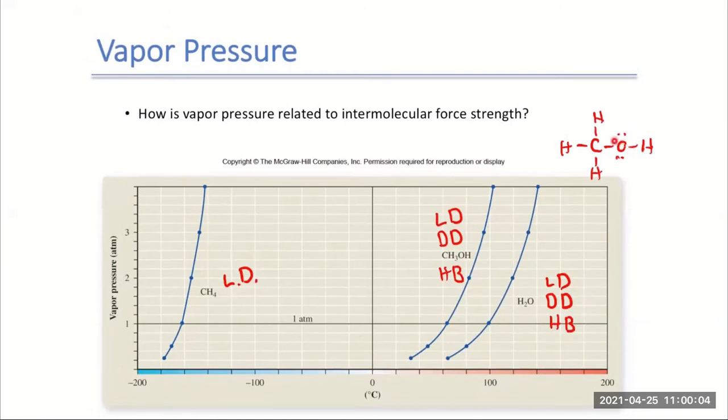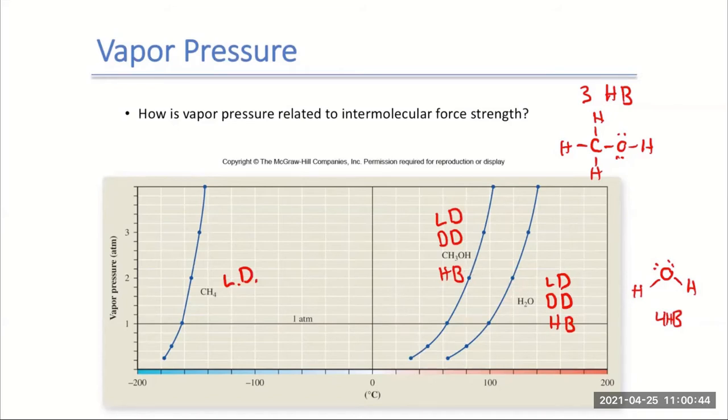So that oxygen there has one hydrogen that can hydrogen bond and two lone pairs. So it can make a total of 3 hydrogen bonds. And then if we look at water to compare, it has 2 hydrogens that can hydrogen bond and 2 lone pairs. So water we know can make a total of 4 hydrogen bonds. Since it can make 4 hydrogen bonds, that's why it has a higher boiling point and a higher vapor pressure.